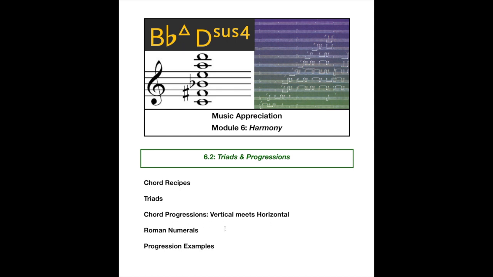Roman numerals, which are the way that we traditionally talk about and label chords within a key. And then progression examples, so we'll be looking at some different cases where these things come up. So biggest thing for today is triads and progressions.